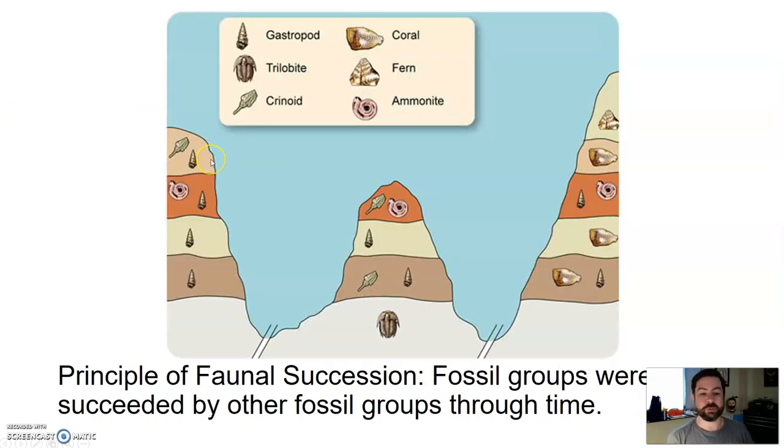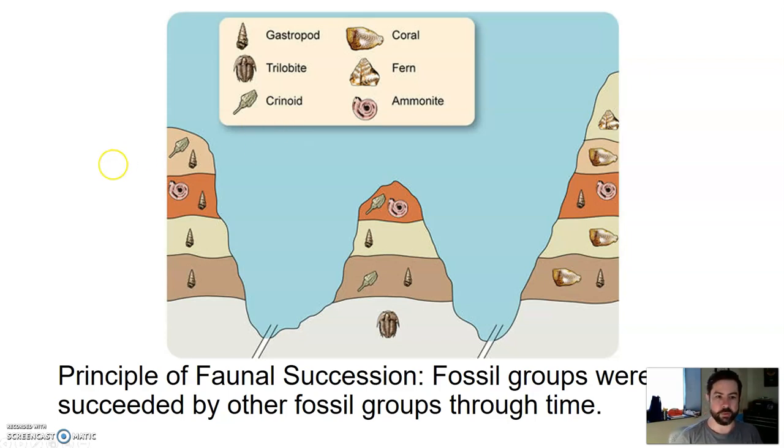And then we have the principle of faunal succession. This has to deal with fossils. So fossil groups were succeeded by other fossil groups through time. It's pretty uniform. There are certain fossils we use to kind of give an age range to rocks, a geologic age. Different fossils of organisms. These organisms only existed for a certain amount of time, so we can use certain fossils to indicate layers of rocks and tell us how old rocks are.